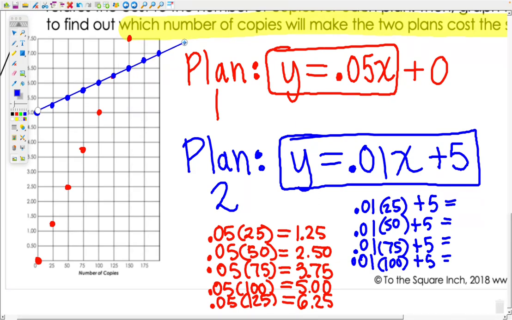$6.25, but it's actually asking for how many copies will that be. So, in other words, look at the number down here. Right here, this is where they cross, but how many copies is that? 125.